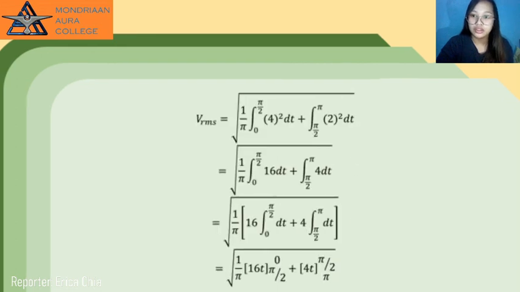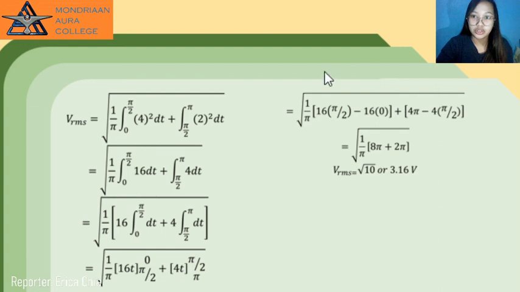Then we will have this equation. 16 times pi over 2 minus 16 times 0 will give us 8 pi. And 4 pi minus 4 multiplied by pi over 2 will give us 2 pi. And then, isolve na lang natin siya. 1 over pi times 8 pi plus 2 pi is 10. And the square root of 10 is 3.16 volts, which will be our final answer.